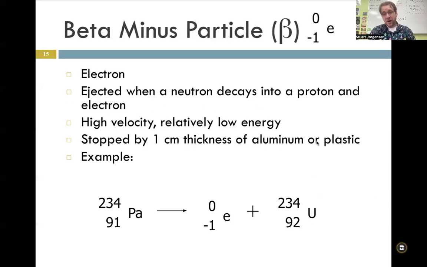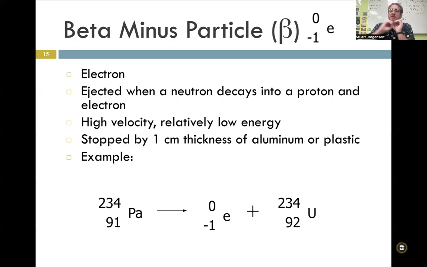Our beta minus particle gets the Greek letter beta. It's chemically written as e, 0 over -1. And again, this is just to keep the math consistent. This is a high energy electron, and it's a new electron, one that wasn't there before. And what happens is our neutron, which is neutral, but made up of smaller particles, quarks, don't worry about that. You got this kind of neutral neutron.